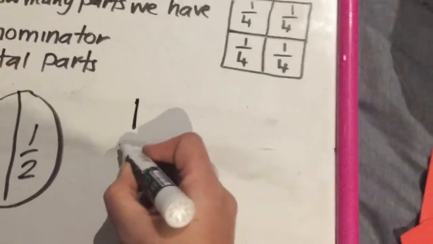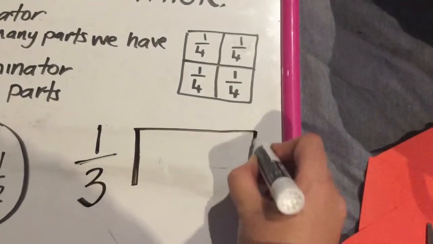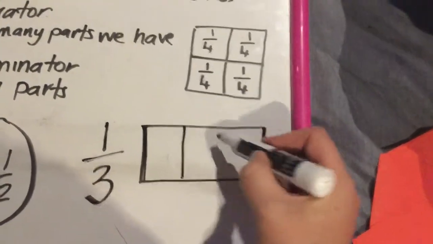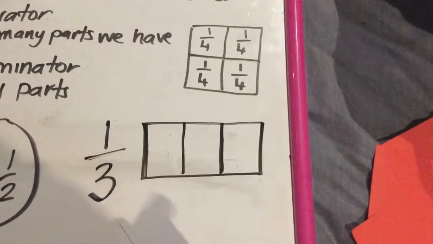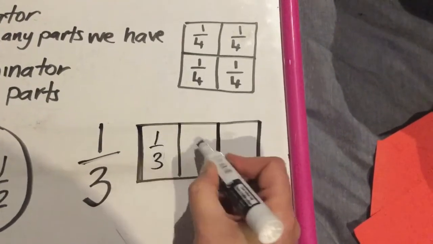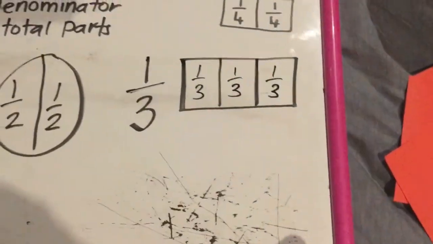I could also have 1/3. So how many bits am I going to split this into? 3, yeah, because on the bottom it tells me I have 3 parts. So 1/3, 1/3, and 1/3.